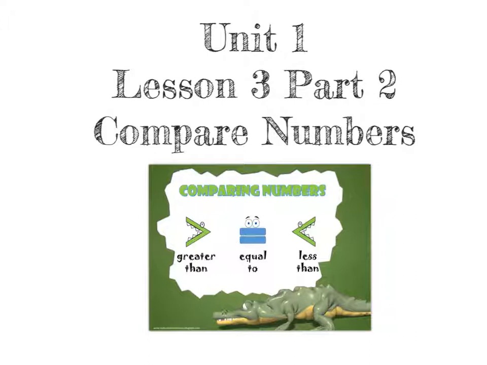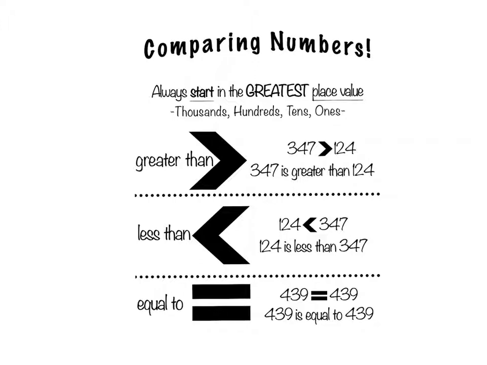In this lesson, you're going to be learning about how to compare numbers. Before I show you an example, I want us to look at this chart. The most important tip when you're comparing numbers is you always want to start with the greatest place value, and that's always on the left. If they have a thousands place, start with the thousands. If they don't have a thousands, then start with the hundreds, then the tens, and then the ones.